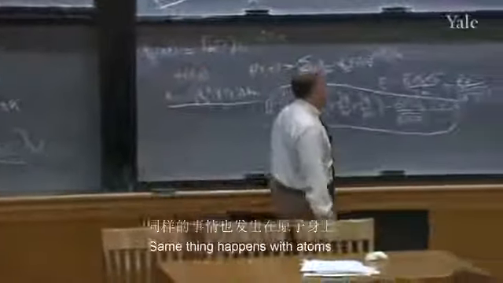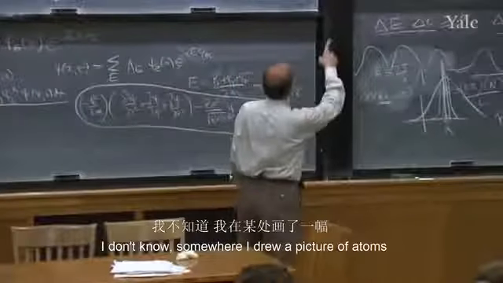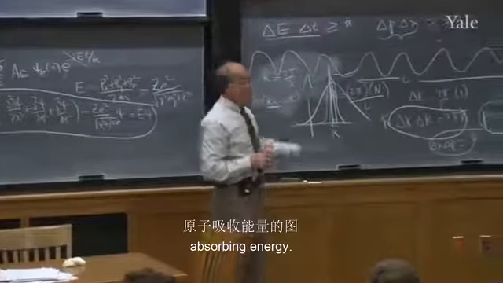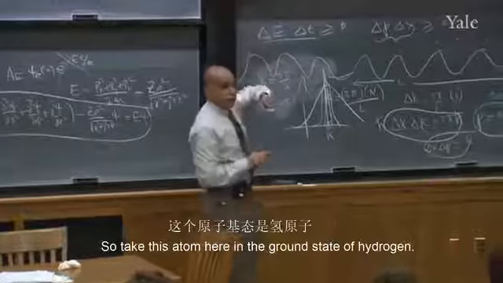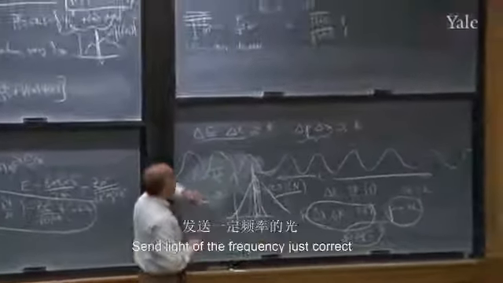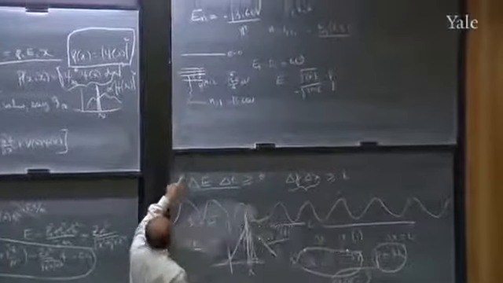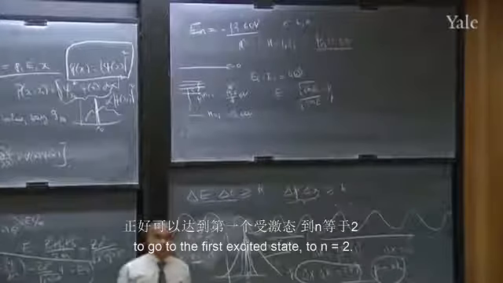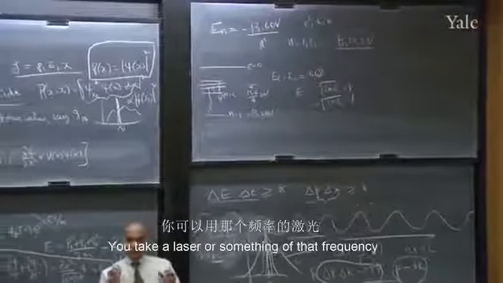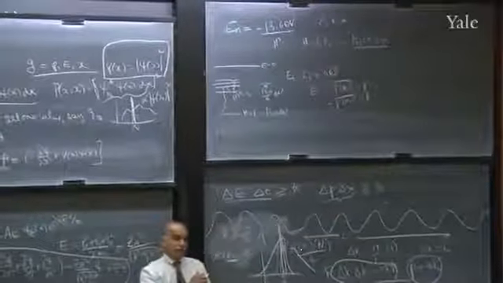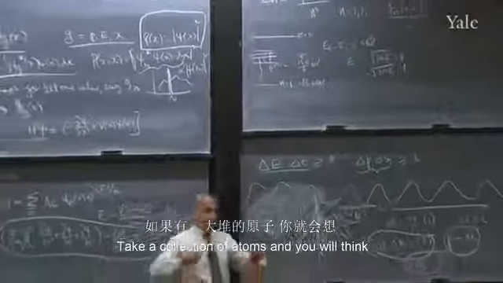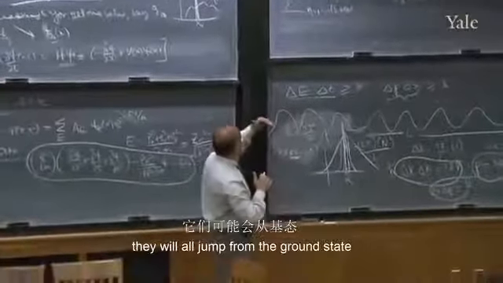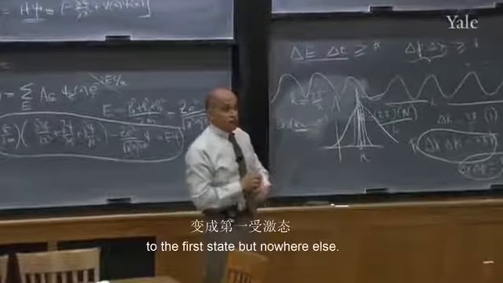Same thing happens with atoms. I don't know, somewhere I drew a picture of atoms absorbing energy. So take this atom here in the ground state of hydrogen, send light of the frequency just correct to go to the first excited state, to n equal to 2. Okay, you take a laser or something of that frequency and you hit the atom, take a collection of atoms, and you will think they will all jump from the ground state to the first state, but nowhere else.